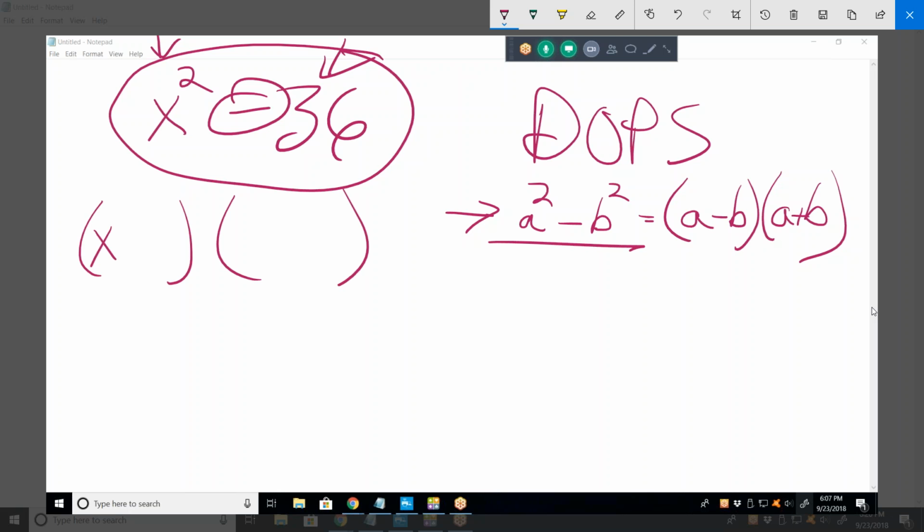Consider that. Okay? My a is equal to x. My b squared is 36, so b is equal to 6. So this is what I'm looking at. I'm looking at an a that is x and a b that is 6. So what is a minus b times a plus b going to be?